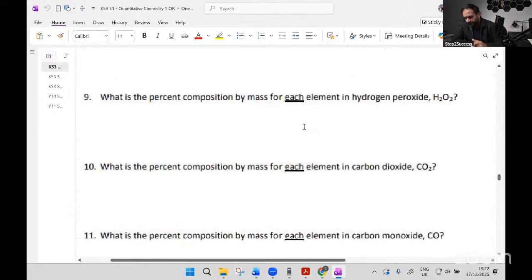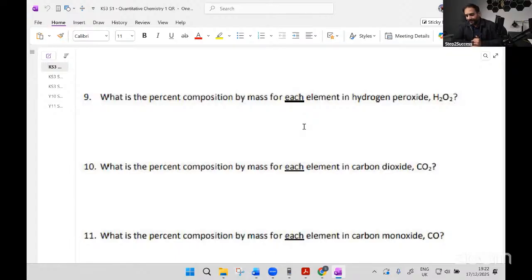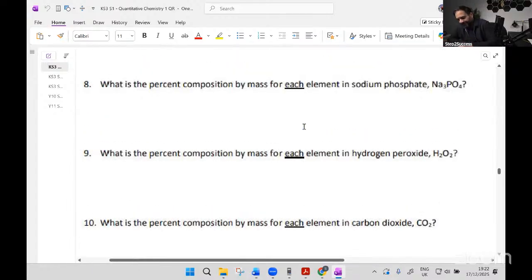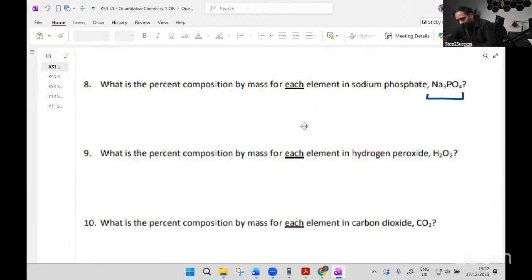So, what is the percentage composition by mass for each element in Na3PO4? Right, what you do first with all of these questions, 8 to 12, let's do 8 first, is work out the relative formula mass of this compound. Now, that is Na3, so 3 Na, so you'd have to look at the periodic table, find Na, and look at the top number. So what I'll just do, just because it'll be easier than scrolling up, is open up a periodic table. It's quite lengthy, this, but it's good practice, which is why it is important to do it.